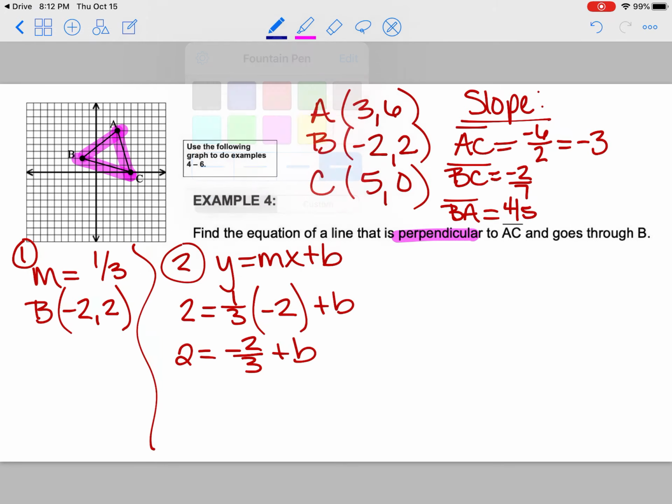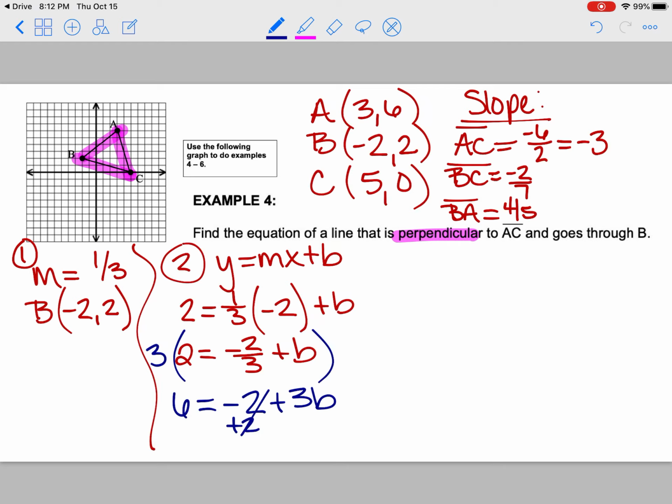If you don't want to deal with a fraction, then remember, here's what we do. We multiply by that denominator. So we're going to multiply everything by 3. Not just the 2, not just the fraction, everything. So it becomes 6 equals -2 plus 3b. You have to multiply everything. And now we're just solving an equation for b. Add 2 to both sides. I'm going to move up here and say 8 equals 3b.